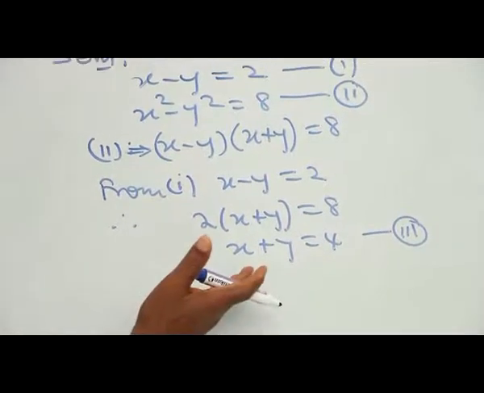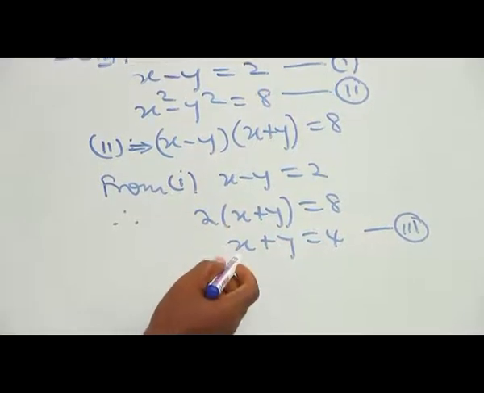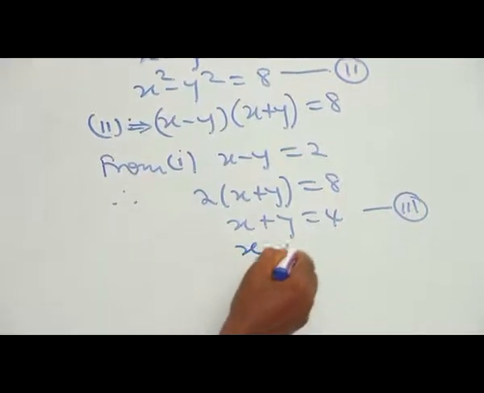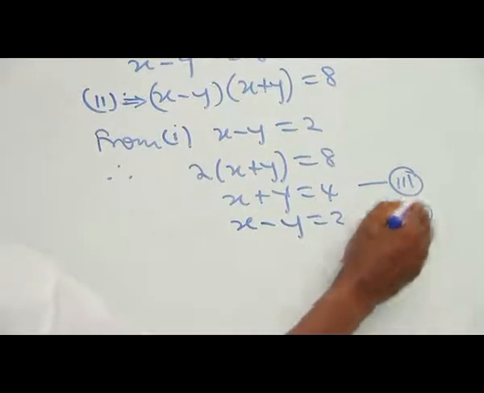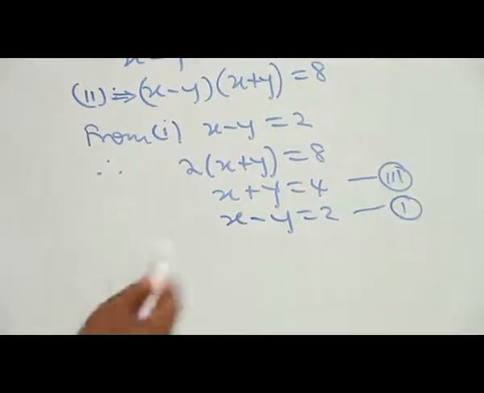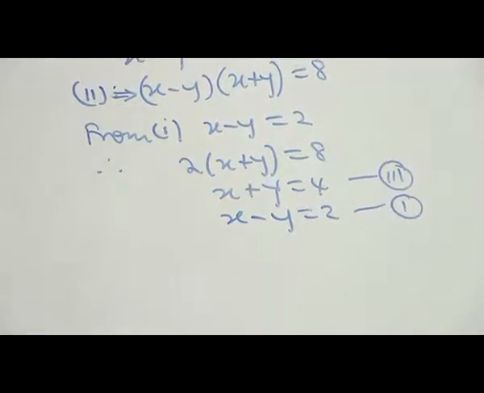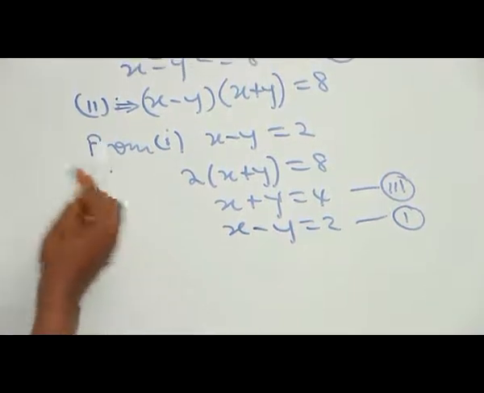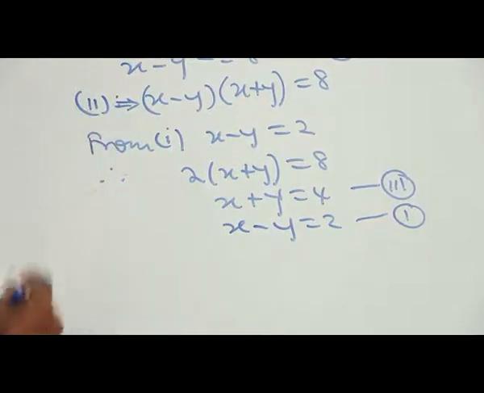So, now that you have gotten equation 3, we now combine equation 3 with equation 1 to bring your s minus y equal to 2. This is your equation 1. Take note of that. Equation 3 here is derived using the fact that s minus y is equal to 2 in equation 1, and also using the fact that the left hand side of equation 2 is factorizable, and getting a factor that is in the first equation.